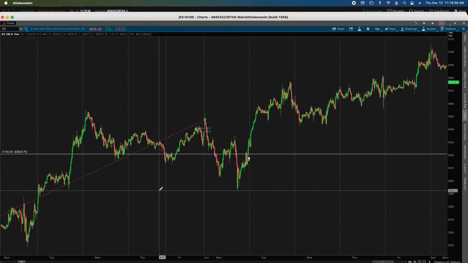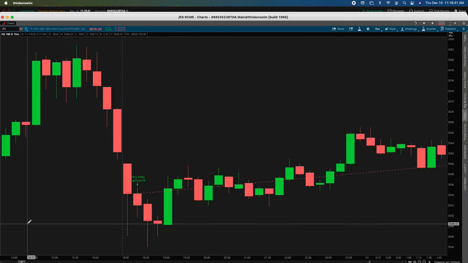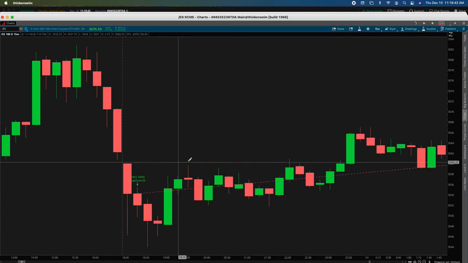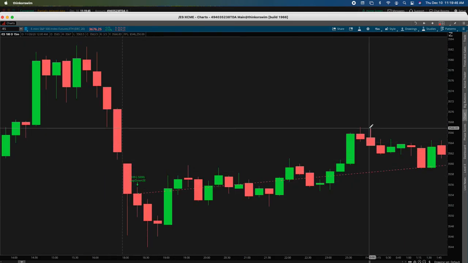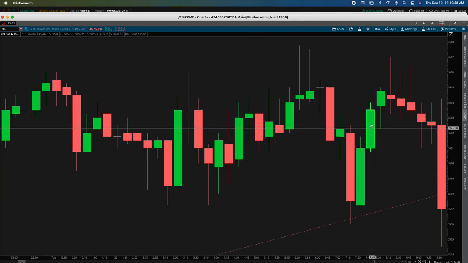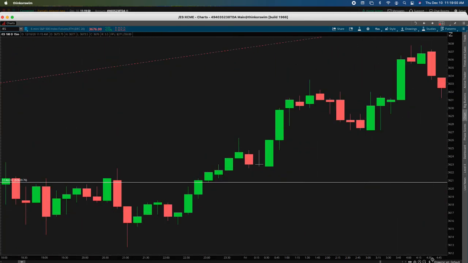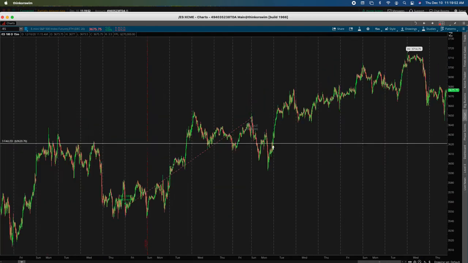Oh, no, I don't want to zoom out yet. Right here, so we got a gap in this area here. It was a gap down. Now, let me tell you something about this. This is where a lot of people in their systems, in EA systems, make a major mistake.